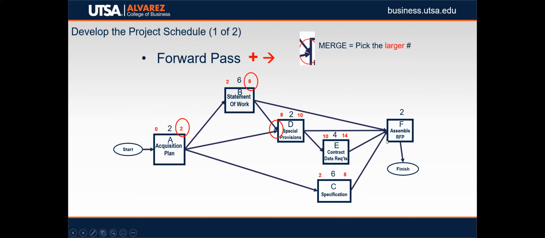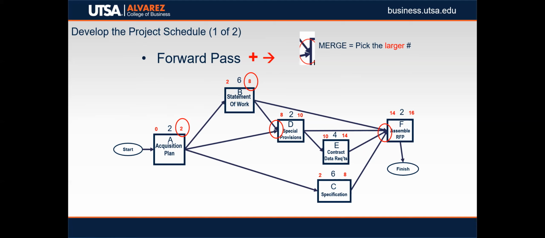And then look what we have here. We have another merge. Remember, we pick the larger of the numbers. So we have an 8, 14, 10, and an 8. So we're going to pick the larger one, the 14, and we'll put the 14 in the early start. Last step is 14 plus 2. That's easy. That's 16. We have completed our forward pass.